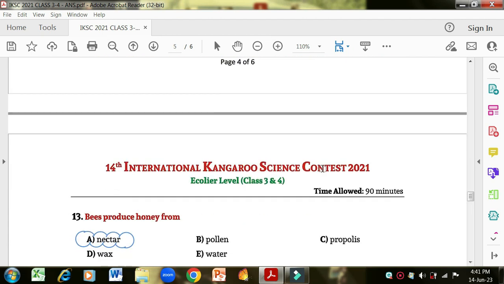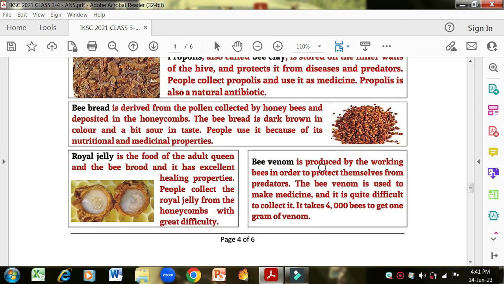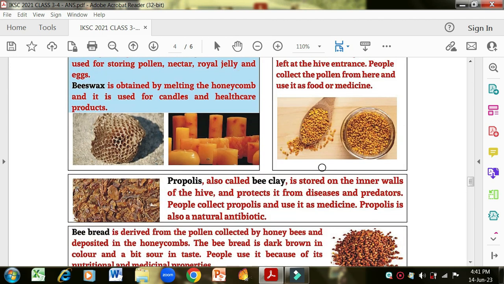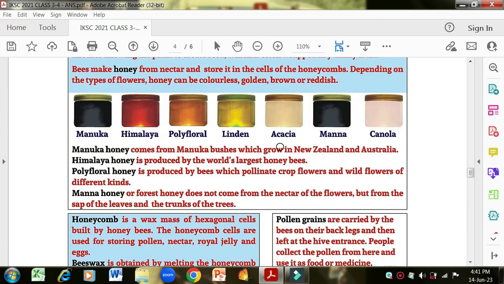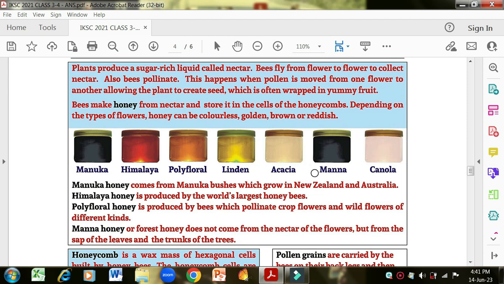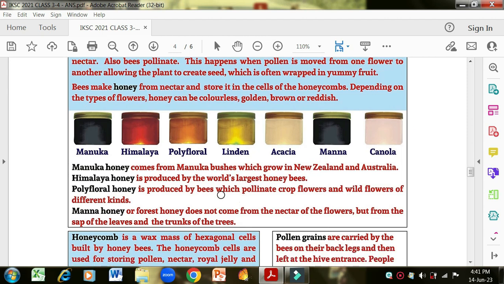Okay, let's start. Before starting the MCQs, just go through this. We have just started the types of honeys. From where we can collect the honey, from which place. Definitely it differs from place to place. Like New Zealand and Australia, they have Manuka honey. Himalayan honey is produced by the world's largest bee. Then you have to keep this information in your mind also.